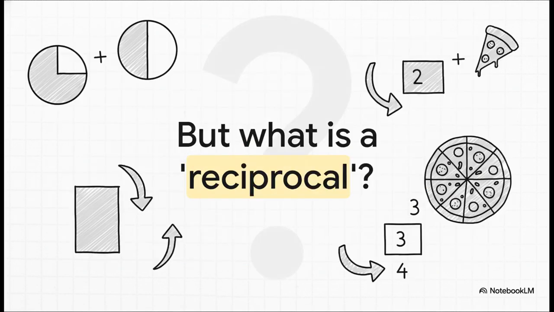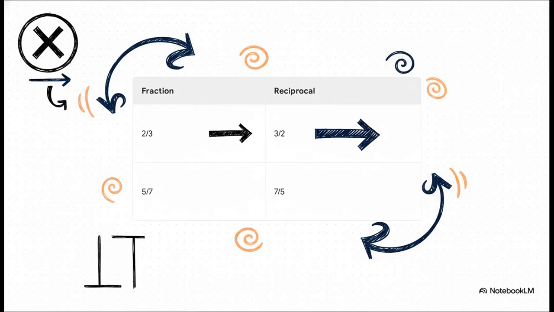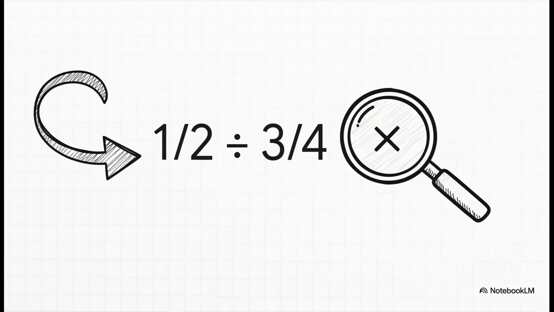Okay, but what does reciprocal even mean? Let's clear that up real quick. It's easy. You just flip the fraction upside down. That's its reciprocal. So for 2 over 3, it becomes 3 over 2. For 5 over 7, it's 7 over 5. See? All right, let's go back to that first problem and actually use this rule.